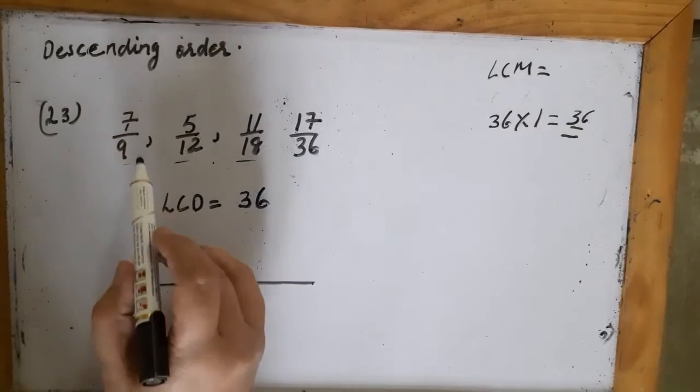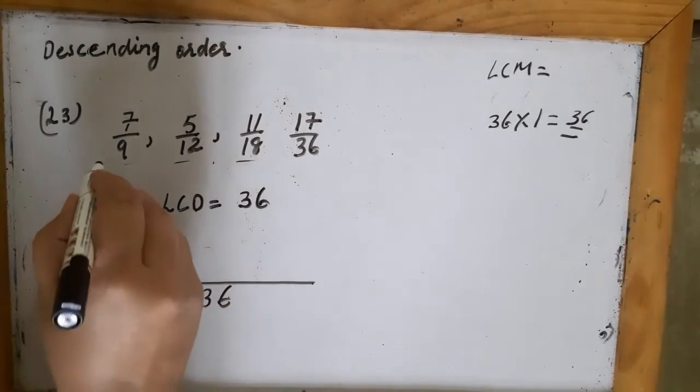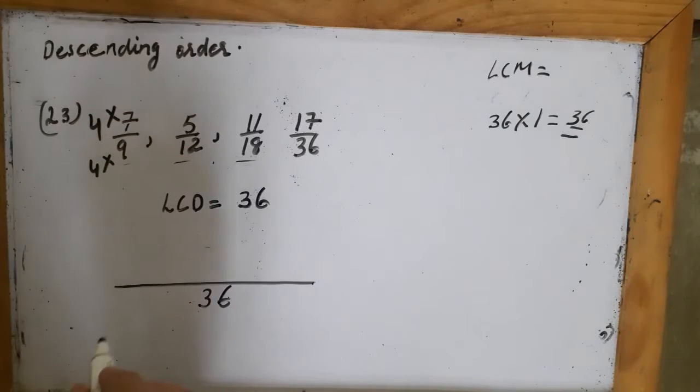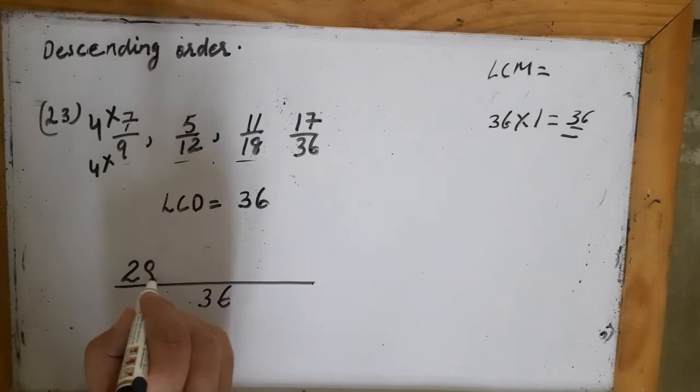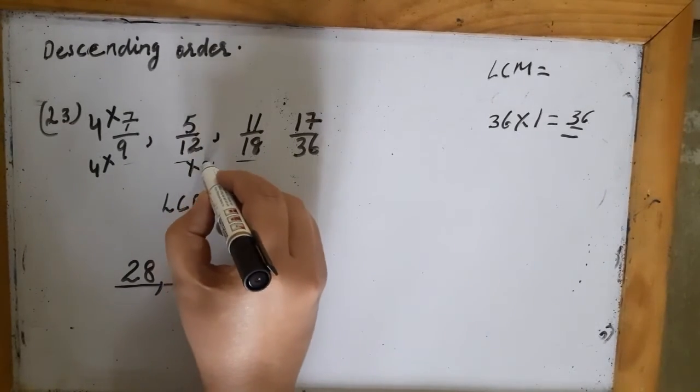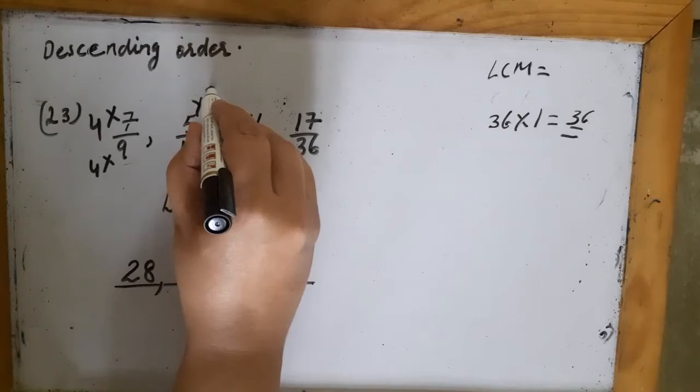Now I will see how this 9 has become 36. 9 fours are 36, so it means 7 also I'll multiply with 4. So 7 fours is 28. Now how will 12 become 36? 12 threes are 36, it means 5 also I'll multiply with 3.